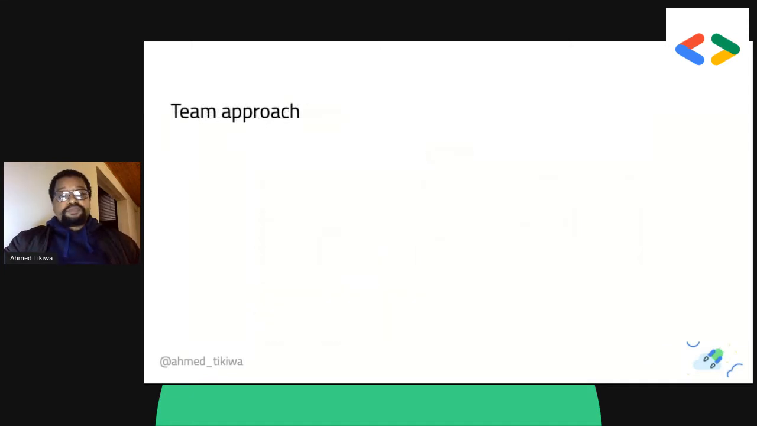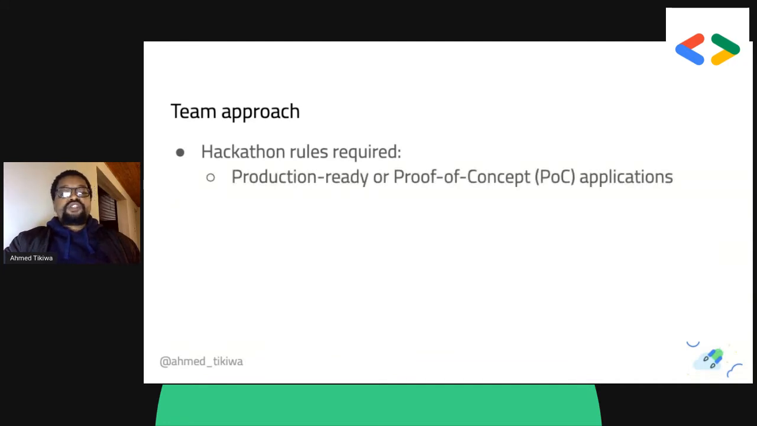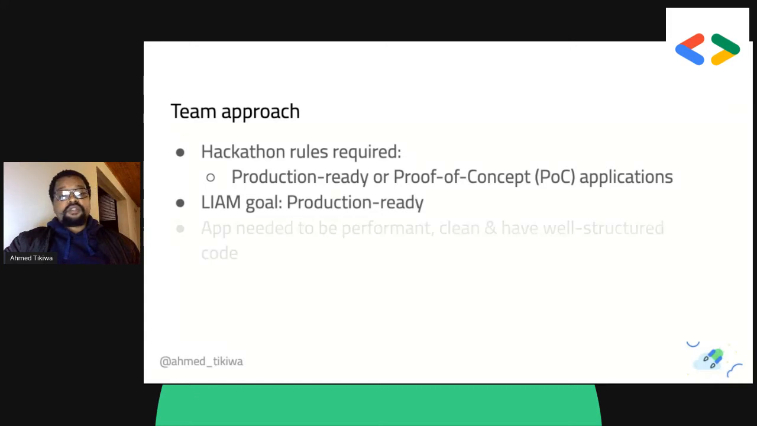We basically had an approach, and this approach adhered to the hackathon rules. The hackathon rules required that you have one of two, either a prototype or a production ready app, so production ready or proof of concept applications. Our goal as project Liam was that we wanted our project to be production ready. We weren't really looking at just a mock. Even if we did not make it, we aimed by the end of the hackathon to have a production ready app that even beyond the hackathon we could develop into a proper project, something that could actually help shape the world.